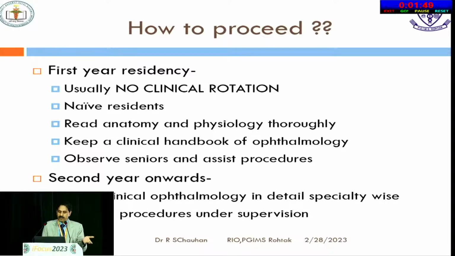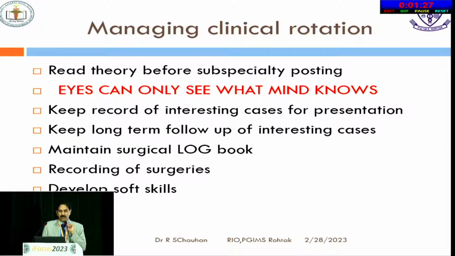So how to proceed? In first year residency, usually there is no clinical rotation, so read anatomy and physiology thoroughly. Keep a clinical handbook of ophthalmology always. Observe your seniors and assist in procedures. From second year onwards, read clinical ophthalmology and perform procedures under supervision. With every specialty posting, you have to read about it. Like in retina, you have to read about retina and then only proceed. Eyes can only see what the mind knows. That is what is true.